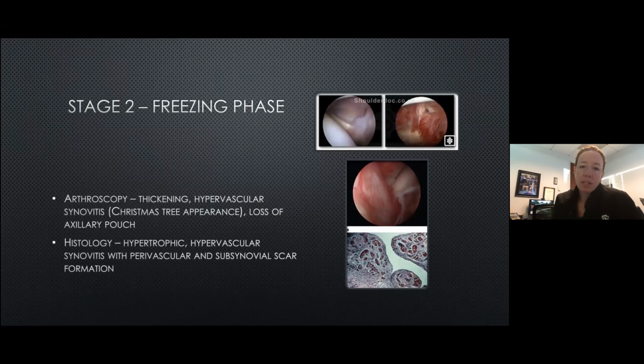So what stage 2 looks like arthroscopically, you start to see thickening. Some of that, it's starting to turn a little bit more white. You might see synovitis, such as this on the top right, this Christmas tree appearance, which is these large fronds of synovium. The axillary pouch will start to be obliterated. So when you're trying to get down there inferiorly, there's less room just to get your scope down there. And histologically, you'll see more of this hypertrophy at this point. That hypervascular synovitis that you see in the top right, you can see in the very bottom slide histologically. And you'll start to see blood vessels forming around that synovium. And the capsule can start to look more fibrotic in this stage.